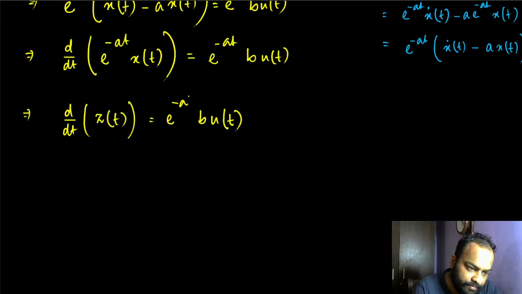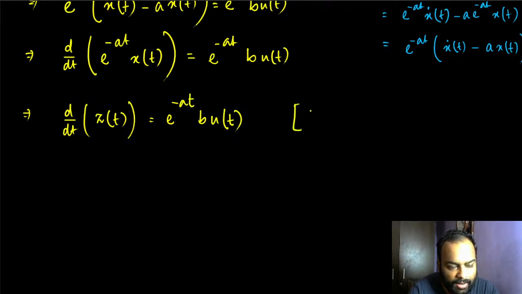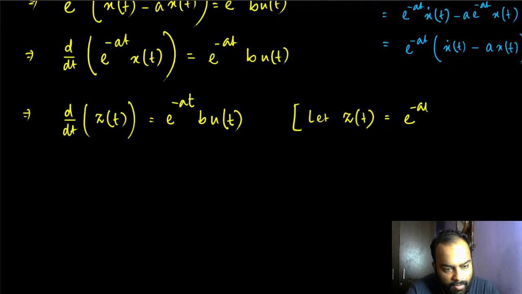All right. And let me just write it here. Let z(t) be equal to e to the power minus a t, x(t).